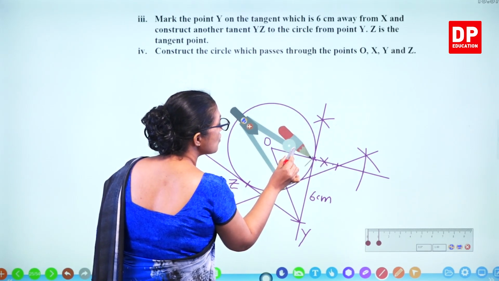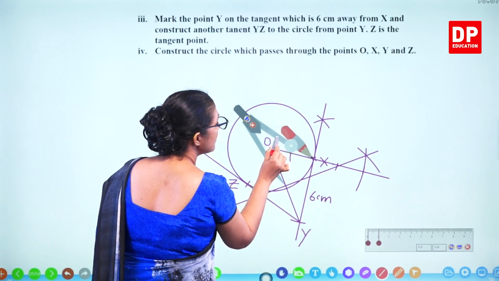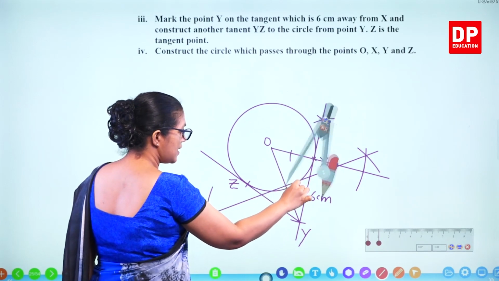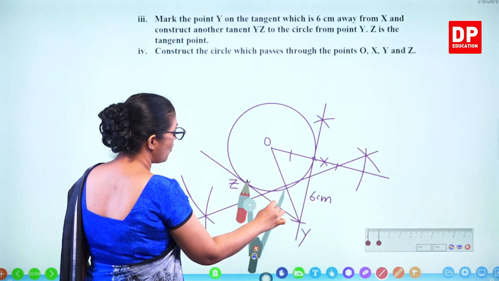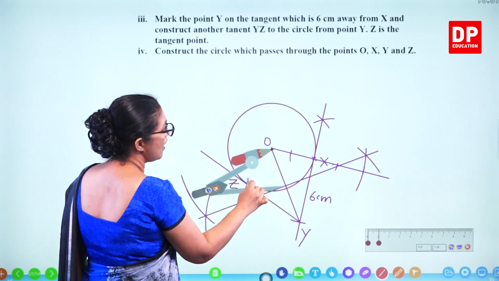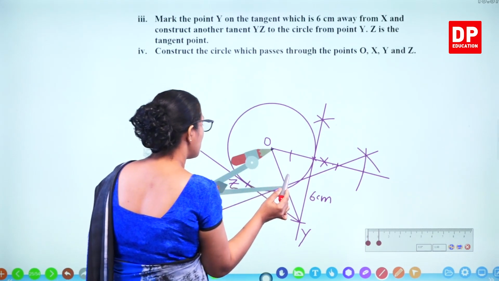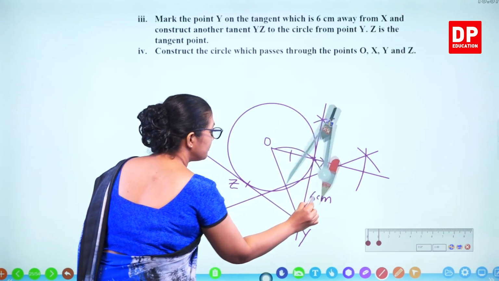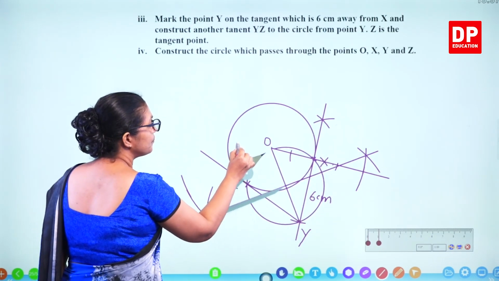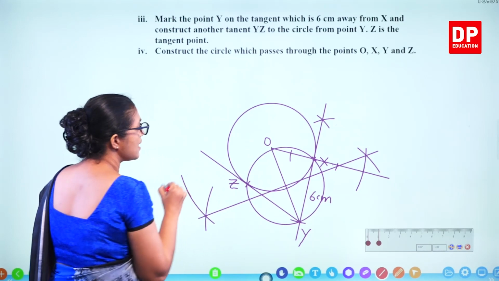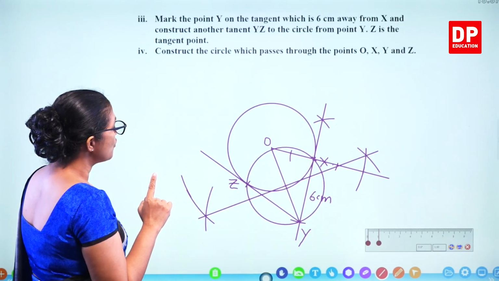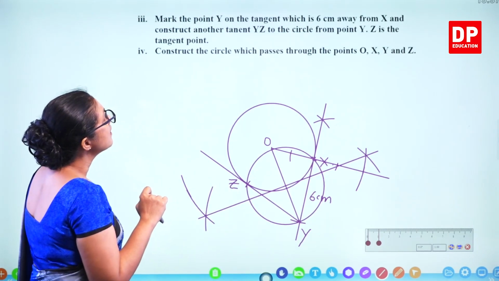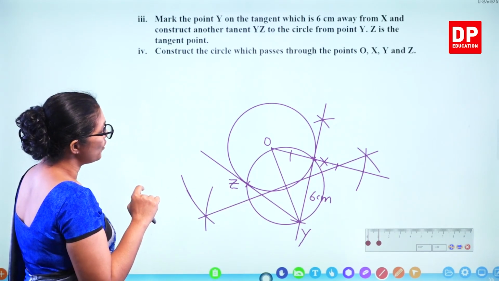Here this length should be the radius. Now see, if you are drawing the circle, see whether it passes through all 4 points. All are okay. So that means you can draw the circle. So we'll draw it. So this is the circle, passes through O, X, Y, Z. So that's the fourth part.